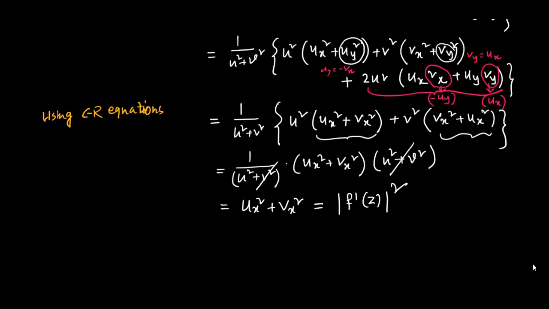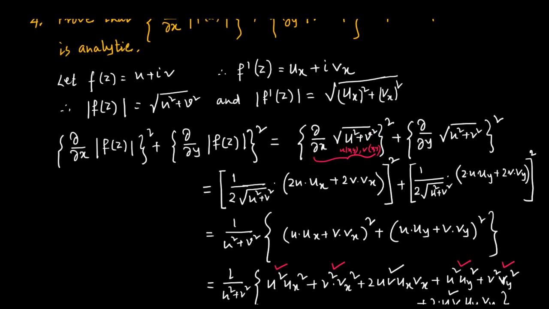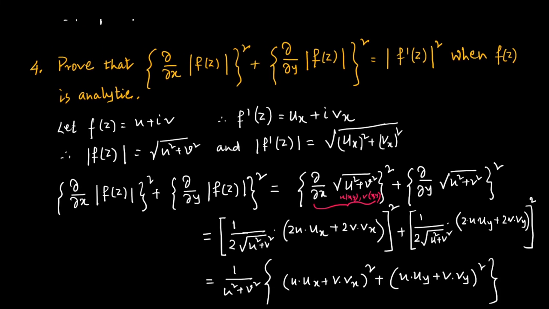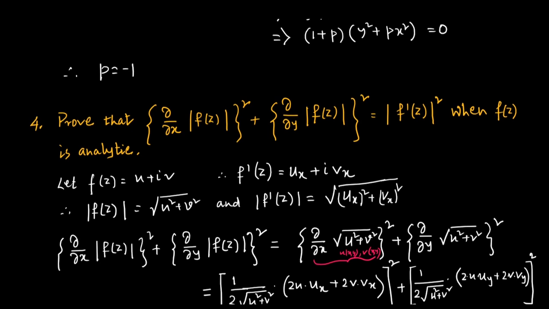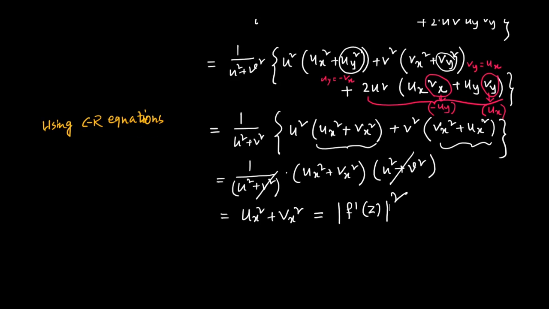So we have proved that del del x of mod f z whole square plus del del y of mod f z whole square is equal to mod f prime z whole square, and that is what we had to prove. Okay, fine. So we have proved it. Hence proved. You can see it is simple manipulation of Cauchy Riemann equations and doing partial derivatives, nothing else. So this has been our third problem.